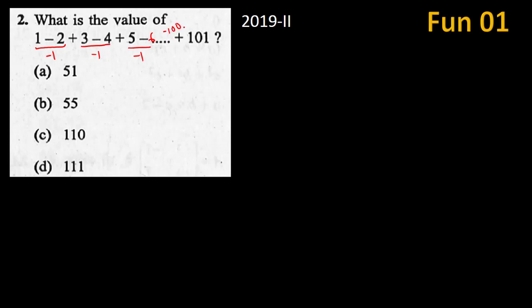So till minus 100 you have this series. Let me write it once again: 1 minus 2 plus 3 minus 4 plus 5 minus 6 plus dot dot dot plus 99 minus 100 plus 101. Adding these two gives minus 1, these two minus 1, these two minus 1, these two minus 1.